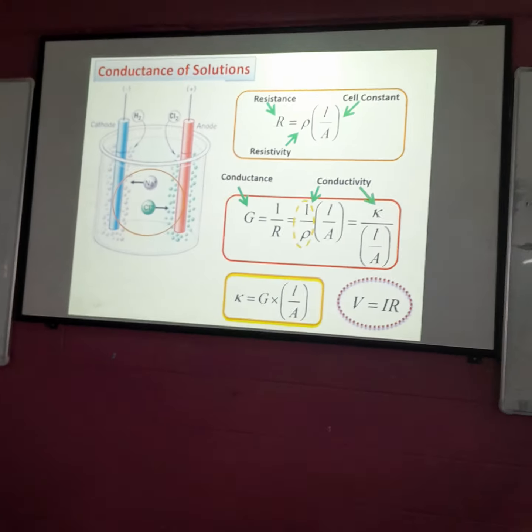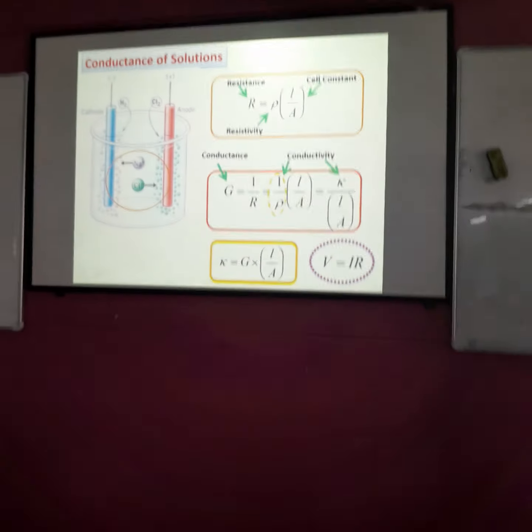This one you take the picture. This is important. The resistance of a solution is equal to the constant multiplied by the cell constant. This is from CH 101.